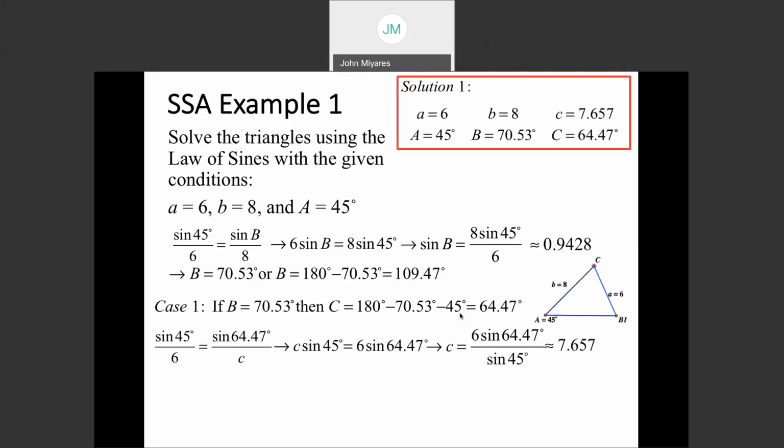And now we have what we call the acute solution, which is given here with the three sides known: A equals 6, B equals 8, C was calculated 7.657. Our three angles: angle A is 45, angle B we calculated as 70.53, and angle C we subtracted to get 64.47. This is what I call the acute solution to this triangle.